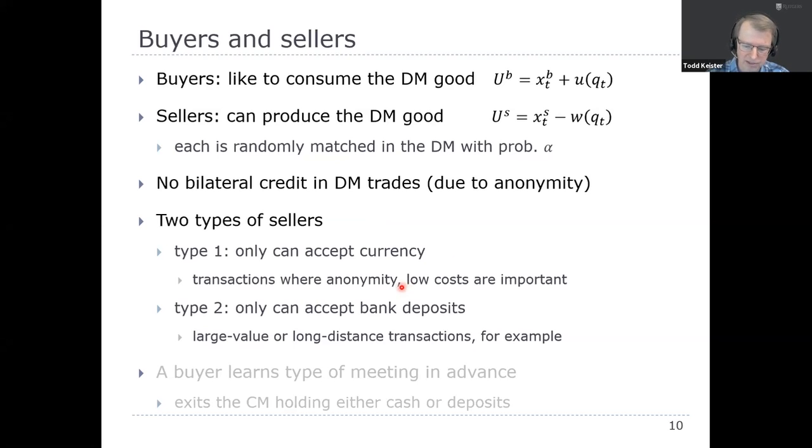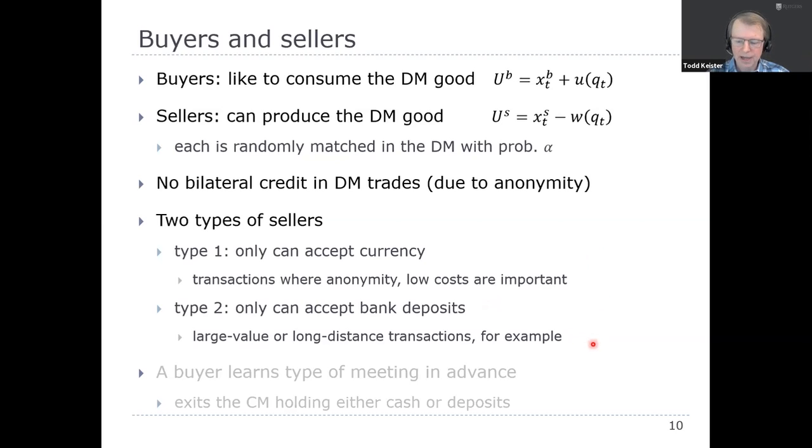So it may be because of anonymity reasons or low transaction costs, no need to connect to the bank payment network, things like that. And then there are going to be these other sellers, type 2 sellers, they can only accept bank deposits. So again, in the model, it's a technological restriction. But what we think of it as capturing, these are the transactions where cash is impractical in practice. So there are large values involved, internet transactions and things like that.